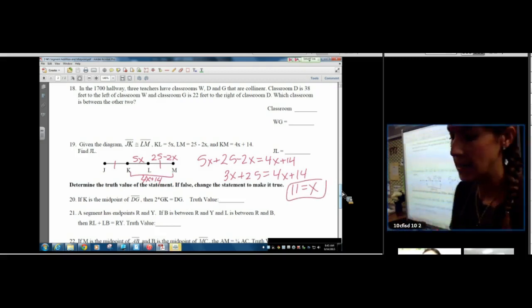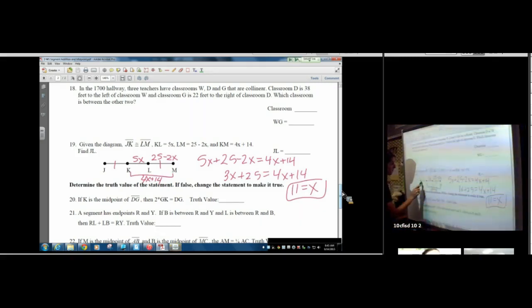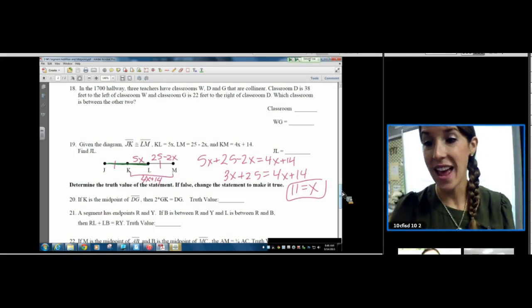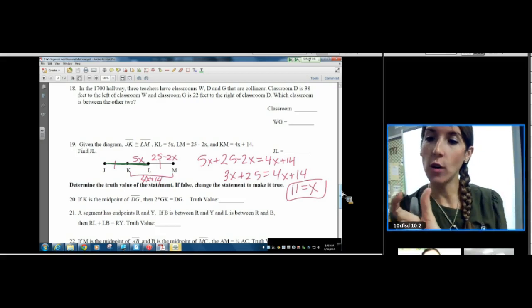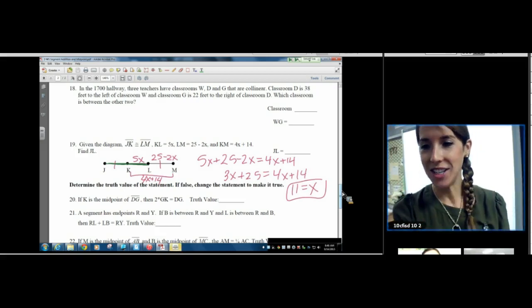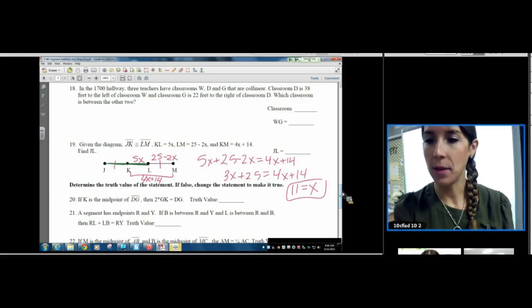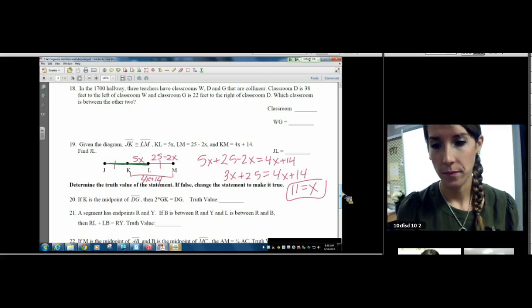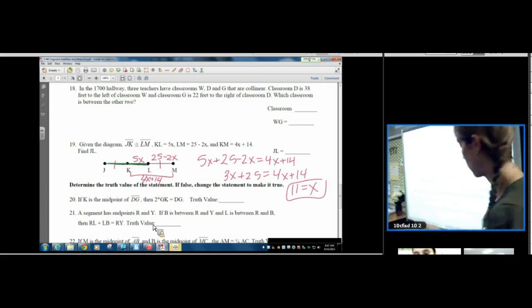Now I'm going to look for JL. What segment is JL congruent to? The entire segment is the same length as the distance from J to L. The distance from K to M. Because see how they're overlapping in KL? And then the JK equals the LM? So they're the same. So if I take 11 and I plug it into KM, I'm really finding JL. Okay, so when we take that 11 and we plug it in, 4 times 11 plus 14. Yay!